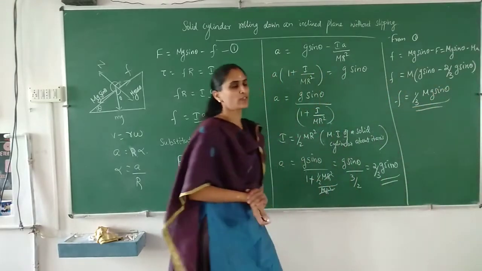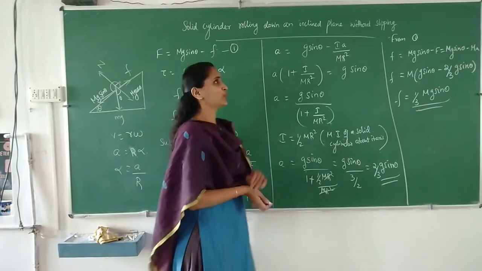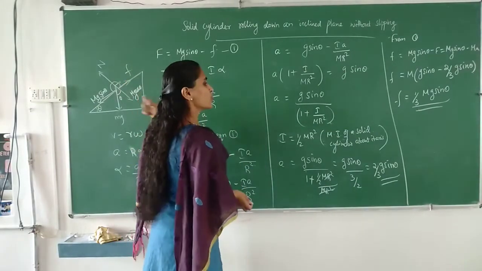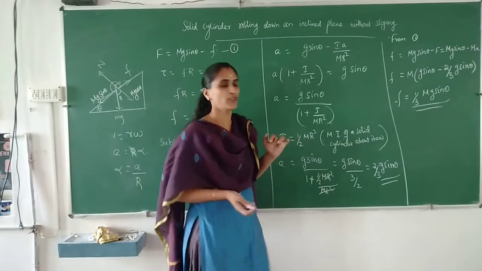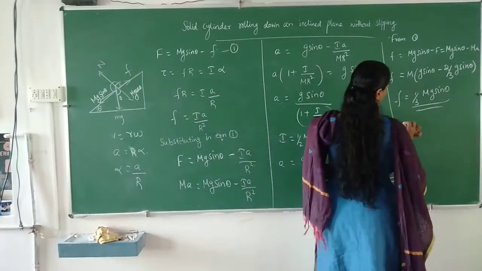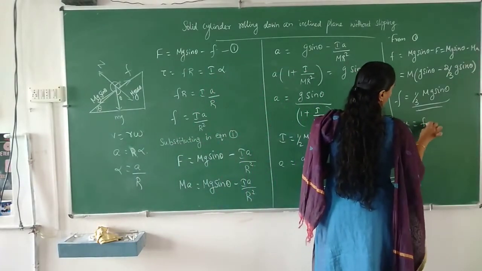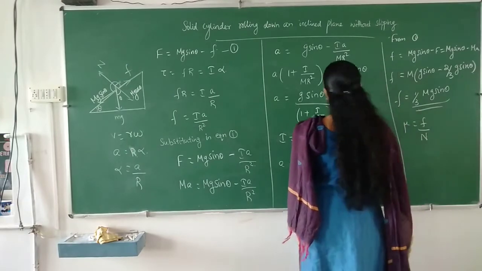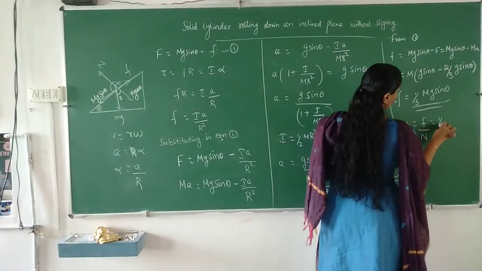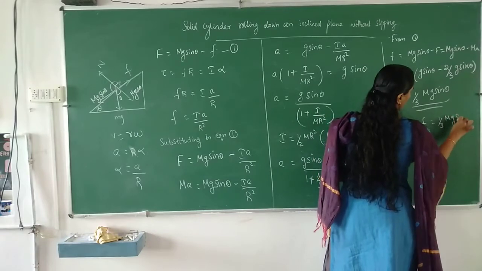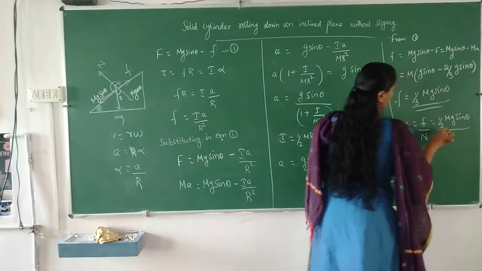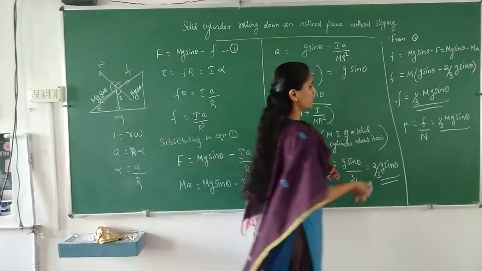You got the frictional force as 1 by 3 mg sin theta, and you know the normal reaction is mg cos theta. Now you can find the coefficient of friction. Coefficient of friction is equal to F by N, the normal reaction, where F is 1 by 3 mg sin theta divided by N, which is mg cos theta.